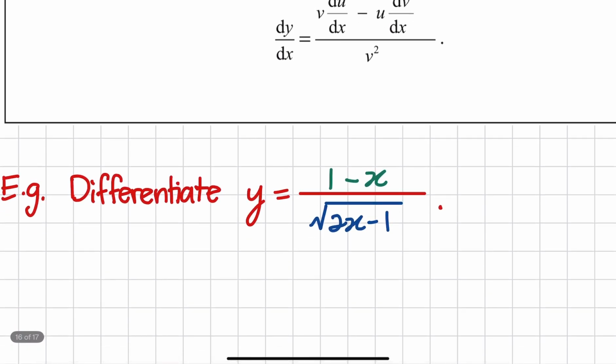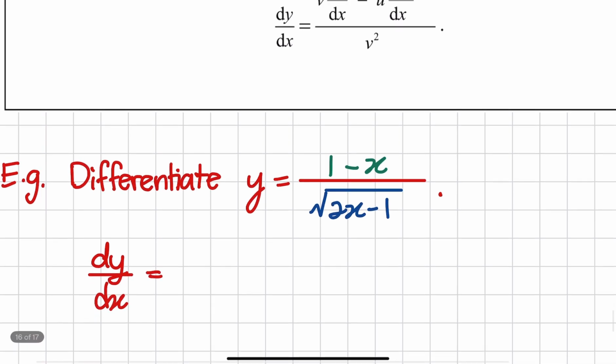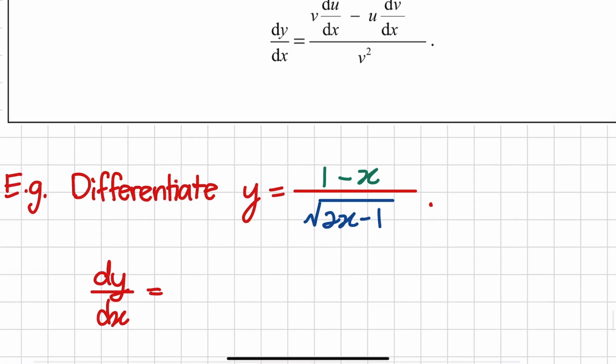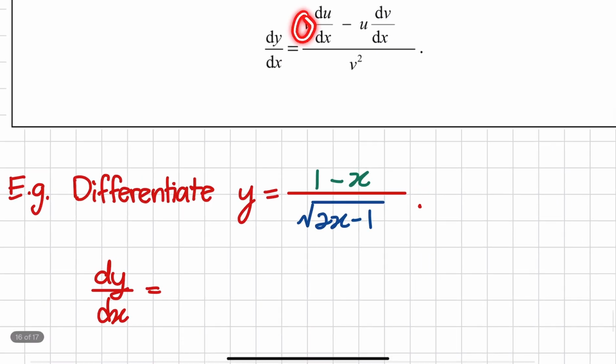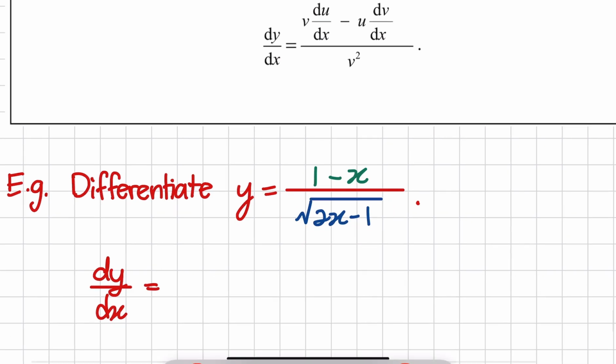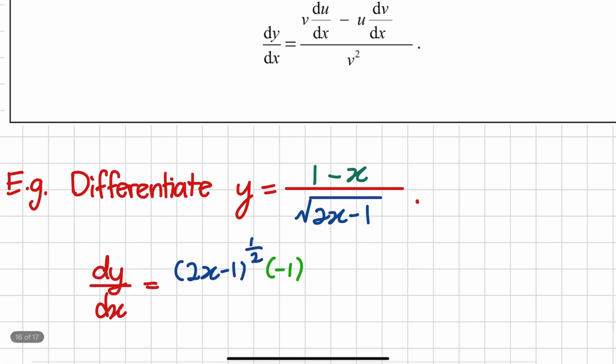Very simply, dy over dx is simply over here. I follow the quotient rule: denominator times differentiate the numerator. The denominator here is square root of 2x minus 1. I will write this as 2x minus 1, the whole thing power half. It's easier to write your square root as half, so it's easier to visualize. Then times differentiate the numerator. Differentiate 1 minus x will give me negative 1. Now the quotient rule states you must minus.